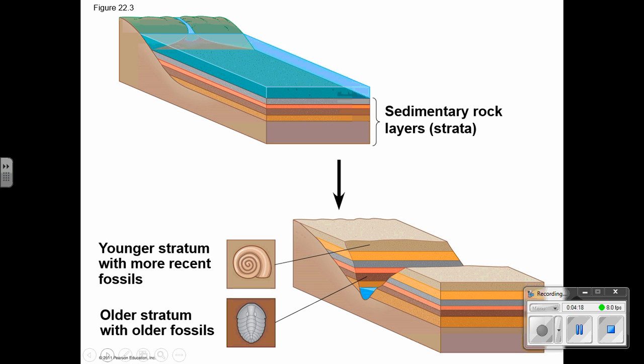So here's an example again of rock layers. If this is the ocean, you're looking at the layers of rock under the ocean. This would be younger layers, so more recent in history. These would be older layers, more ancestral.